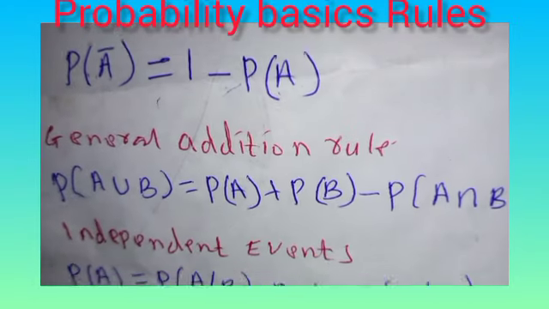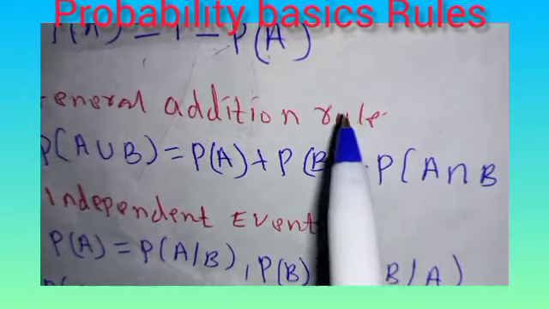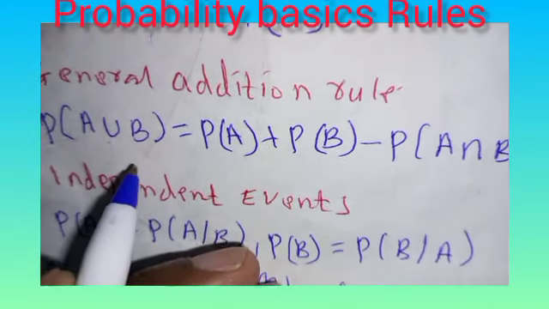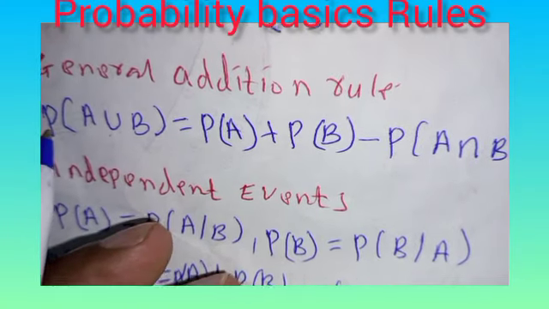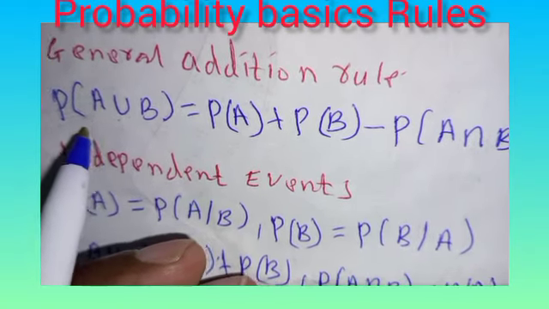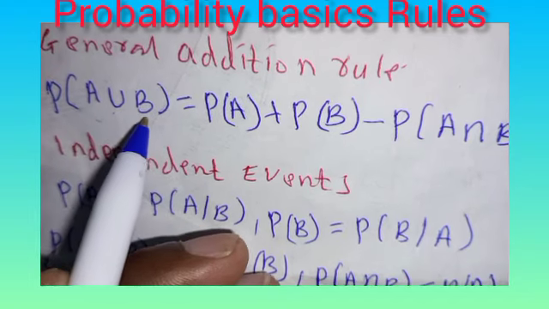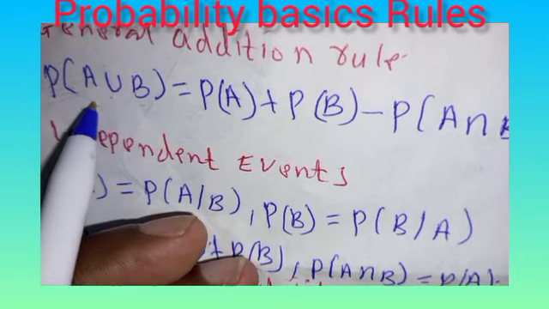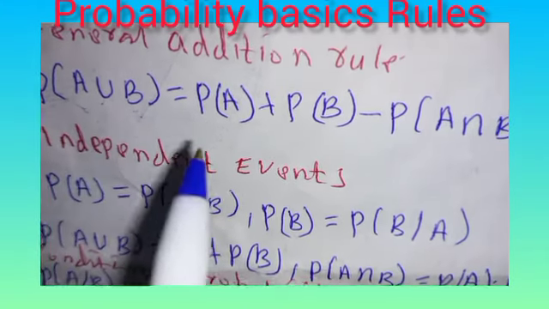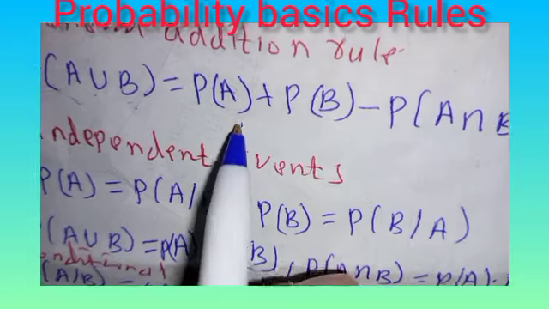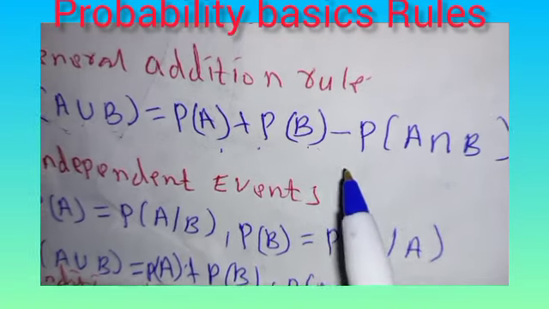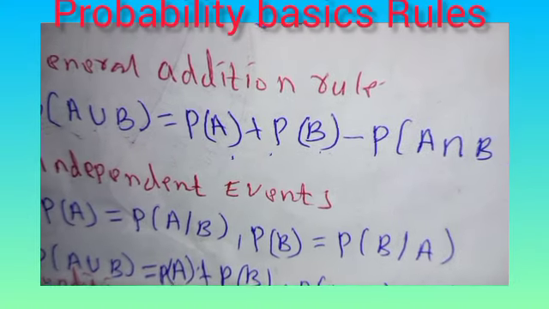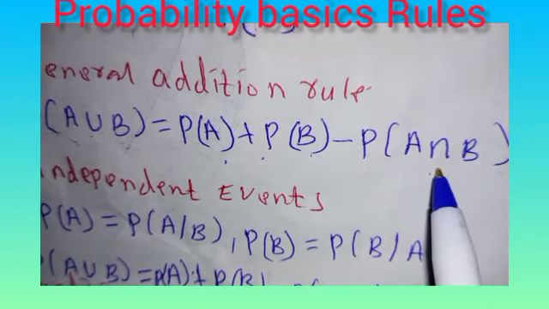Next, we look at the general addition rule of probability. This symbol here stands for union. The probability of event A or B occurring is given by the probability of A occurring plus the probability of B occurring minus the probability of both occurring at the same time. This other symbol here stands for intersection.